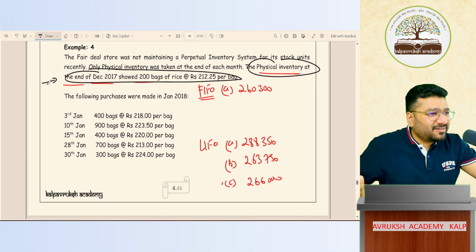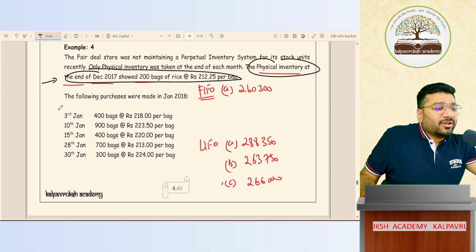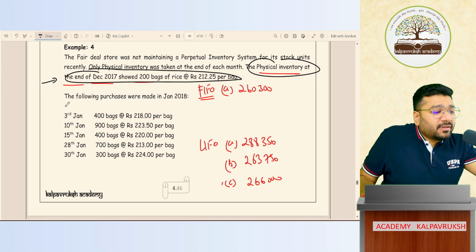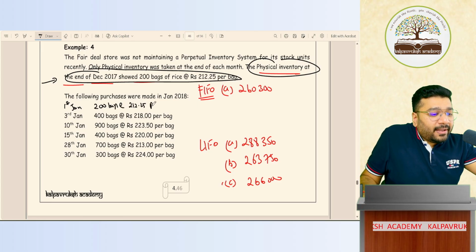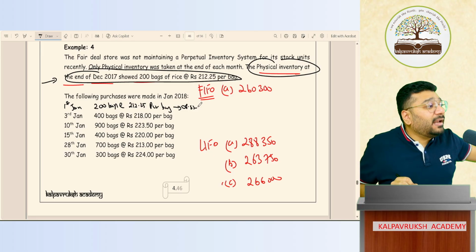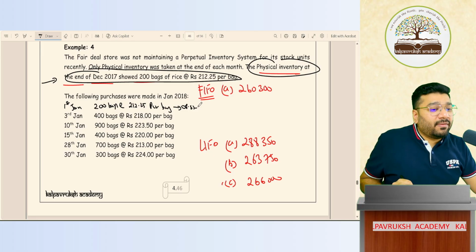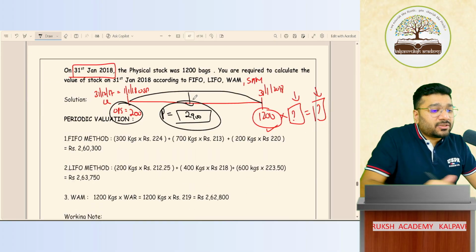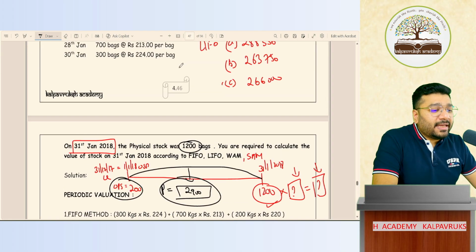Over. Now, when such a question comes, record here: 1st Jan, 200 bags at 212.25 per bag. This is called opening stock. When such a question comes, first write the opening down with your pen. Okay? Now, how much is the remaining stock in hand? 1,200 kgs are there in hand.